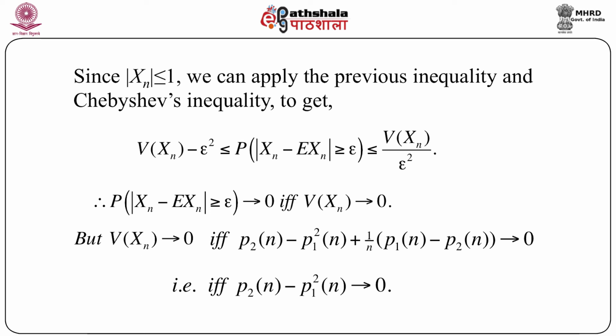It is interesting to note that both the lower bound and the upper bound involve the variance of Xn in such a way that the middle term, the main quantity of interest, is bounded by two numbers that are very, very close to 0. And since epsilon is arbitrary, this quantity will go to 0. The quantity of interest, the probability that the modulus of Xn minus the expectation of Xn is greater than or equal to epsilon, goes to 0 if and only if the variance of Xn goes to 0, which eventually turns out to be if and only if p2n minus p1n squared goes to 0, because p1n and p2n are both bounded. And that completes the proof.